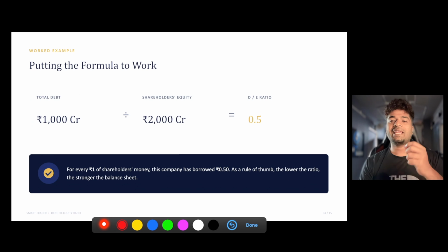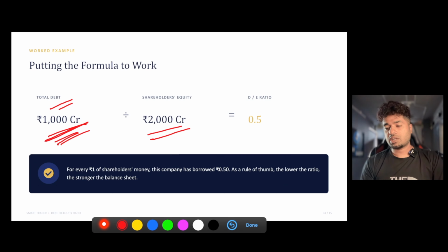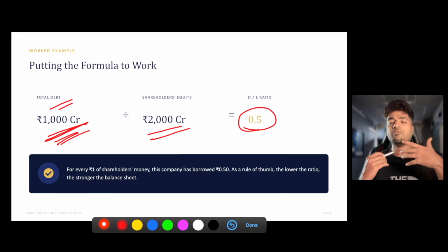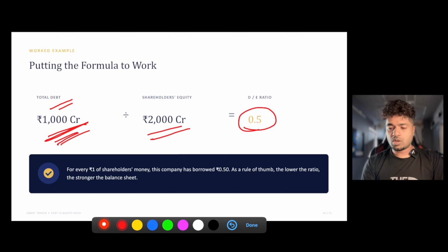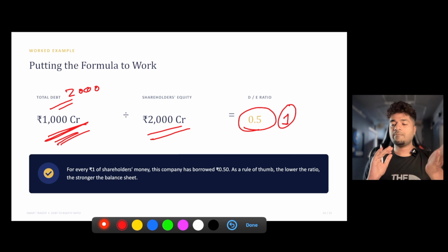So if you take a simple example, let's say a company has a debt, that means a loan, of around 1000 crores, and the shareholders' equity is around 2000 crores. So half of it is loan itself, right? So what is the ratio? This divided by this is nothing but 0.5. So we can easily tell the debt to equity ratio is 0.5, and half of it is loan itself. If the debt was 2000 crores, then this divided by this would have been 1, right? So the ratio is 1. The debt is equal to the shareholders' equity.